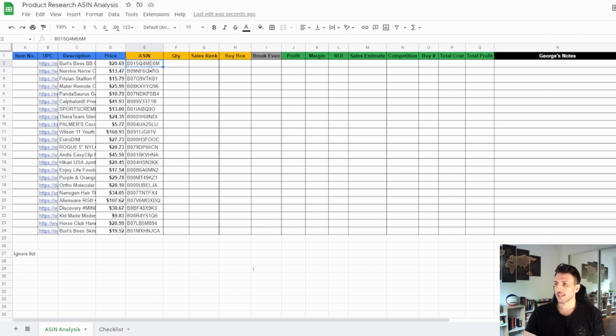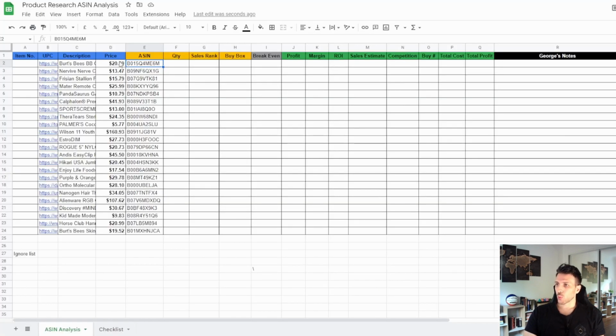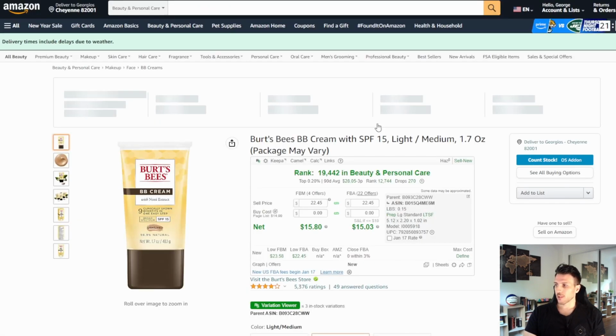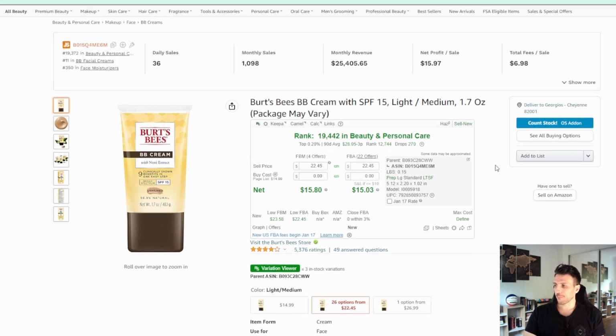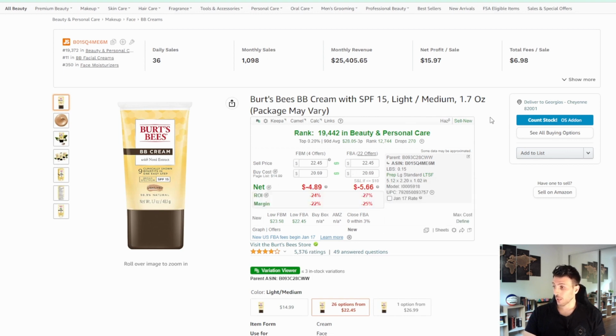So this is the first ASIN. I've already opened it up here. So this is it here. So going to go back to the Excel spreadsheet. Our price is $20.69. So I'm going to come over here to Revseller. I'm going to write $20.69. It's an obvious loser.